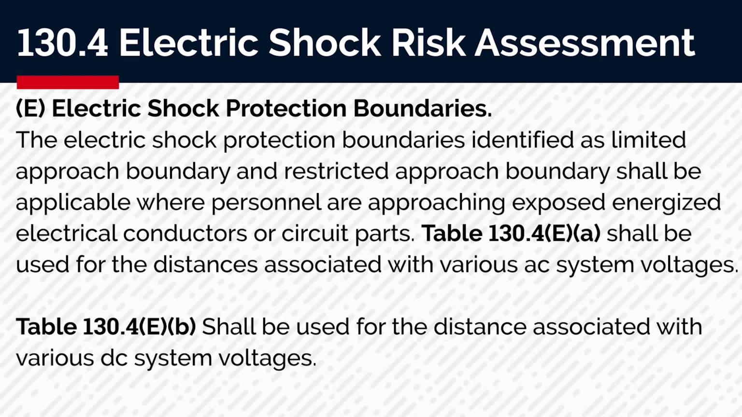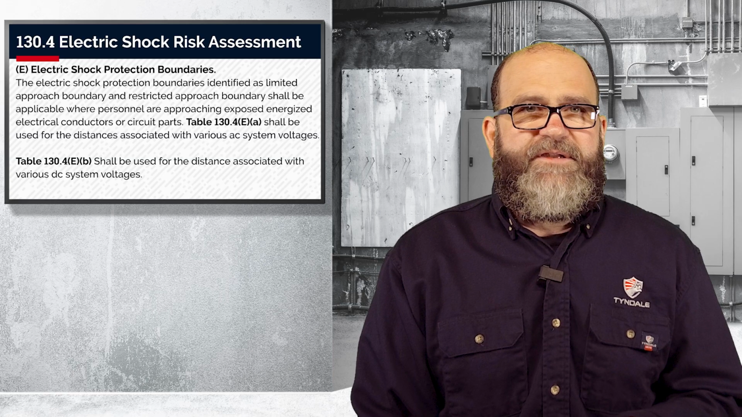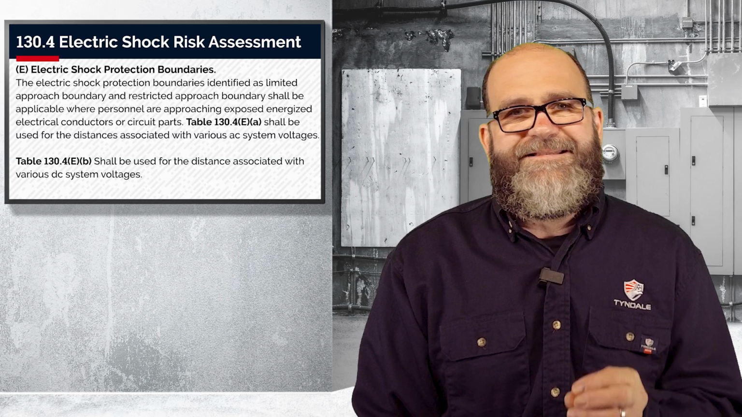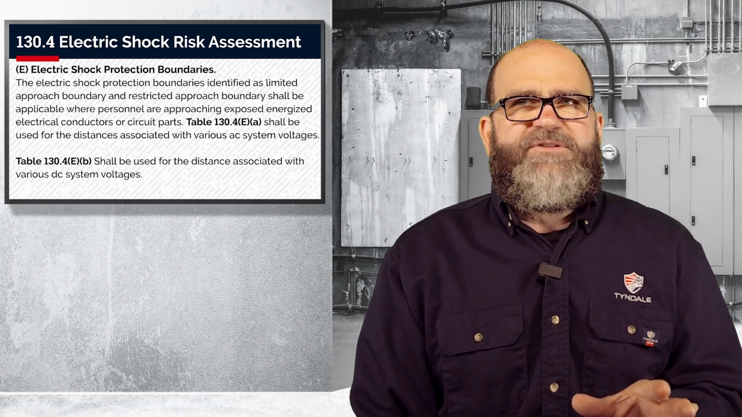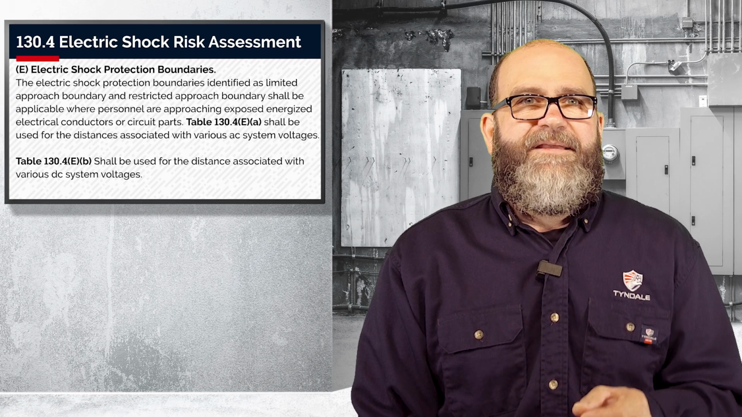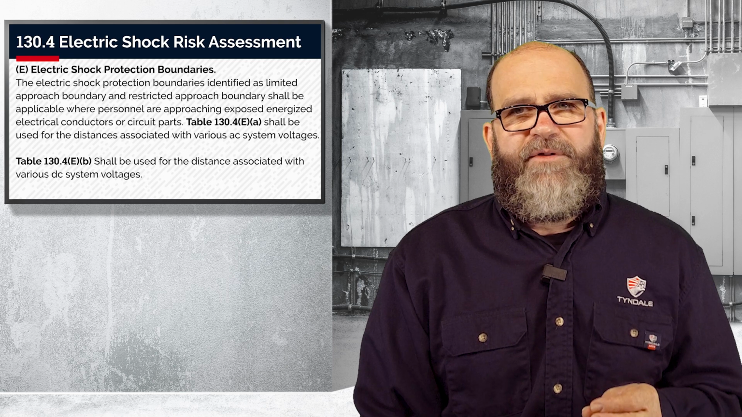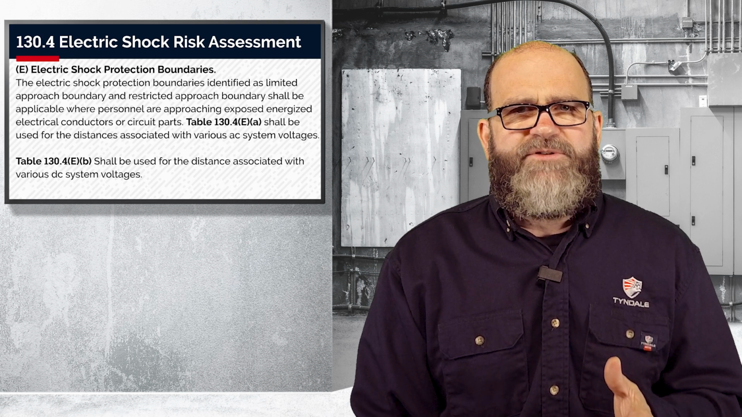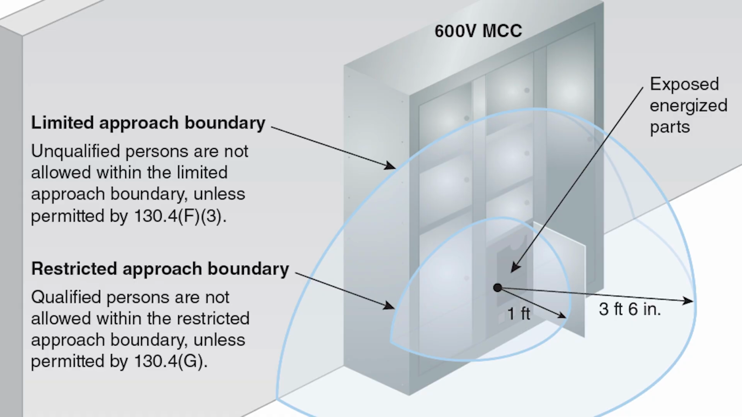It says the electric shock boundaries identified as limited approach boundary and restricted approach boundary shall be applicable where personnel are approaching exposed energized electrical conductors or circuit parts. Then it goes on to tell us about the two tables used to figure out these distances. For this episode, I'm going to focus on 130.4EA, which is the table for AC voltages. 130.4EB is for your DC voltages and is very important these days with EV, PV, and battery storage at the forefront of everything. So to sum up 130.4E, there's going to be two shock boundaries.